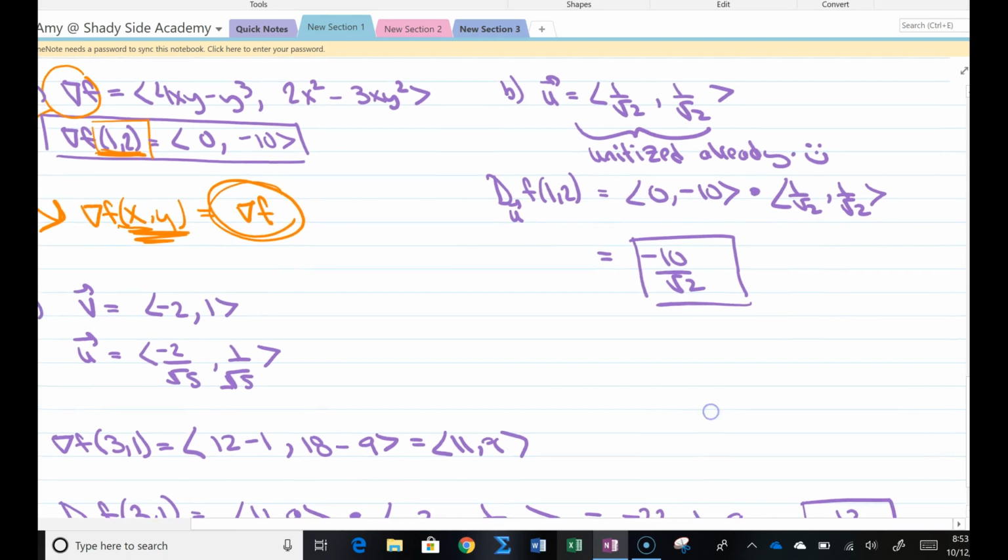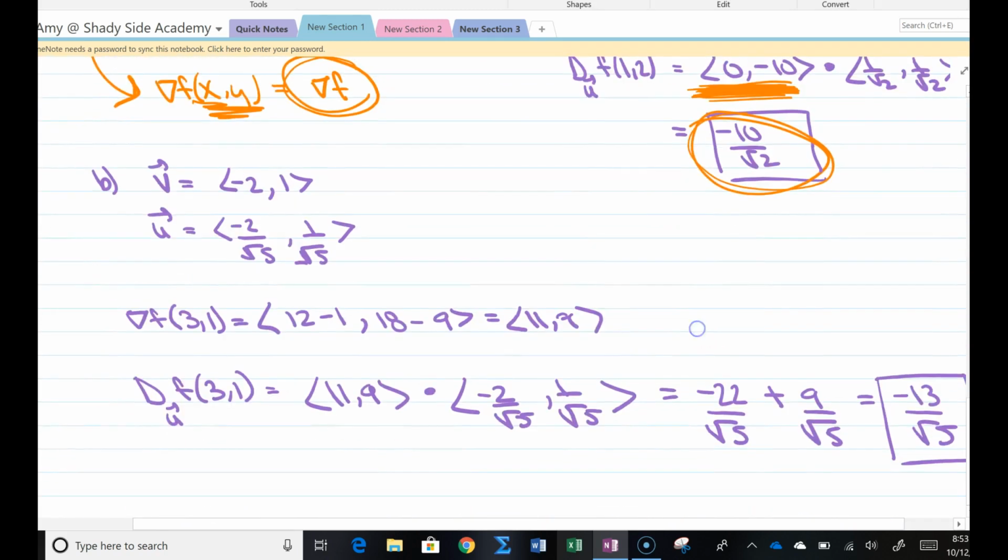You'll notice I did unitize that vector already for you. So then this is the directional derivative right here. Just to be clear, the gradient vector is not to be unitized. So the directional derivative is negative 10 over radical 2. So initially, at that point 1, 2, f of 1, 2, its z value will decrease by this amount for every 1 unit it traverses in the direction of vector u, which is very nice.